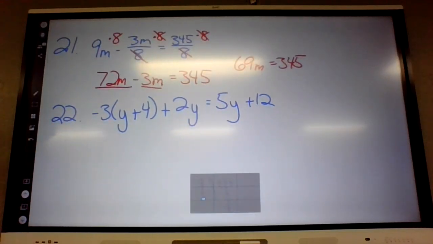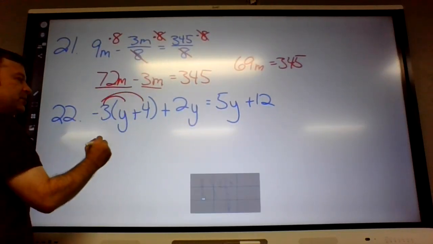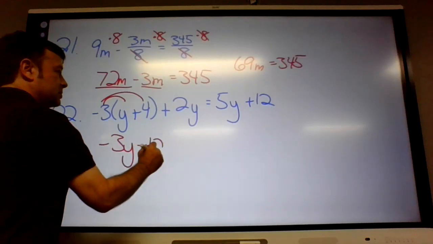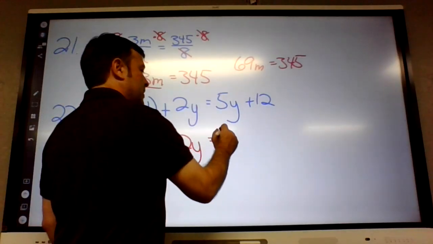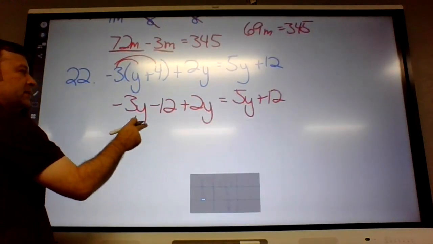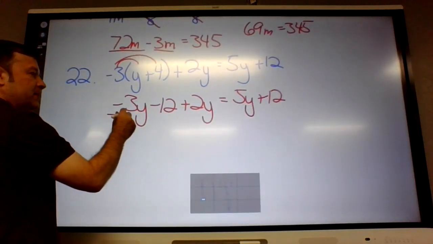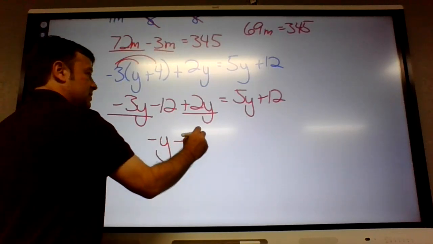Alright, what do we do first on this one? Distribute. Wait, I thought we were solving that. Yeah, I just didn't do the last step. Okay, on this one, the left side can be cleaned up. Negative 3y plus 2y is negative y.